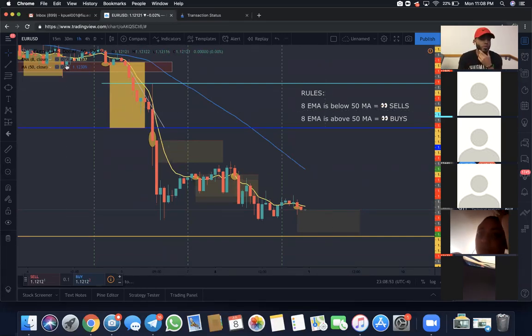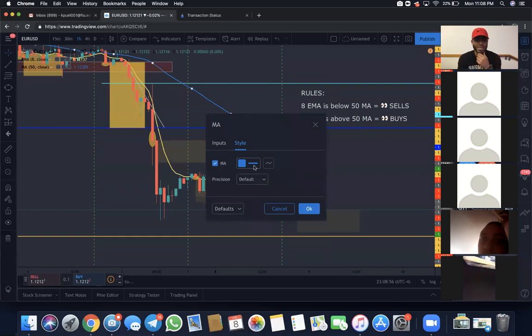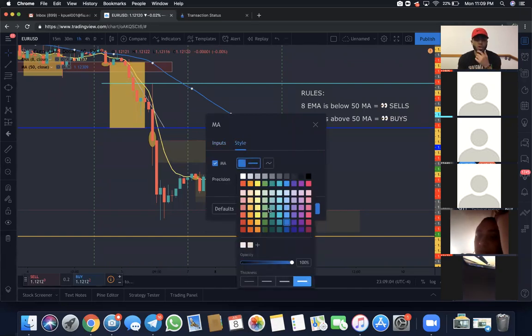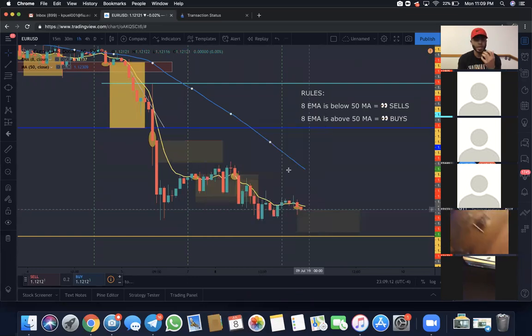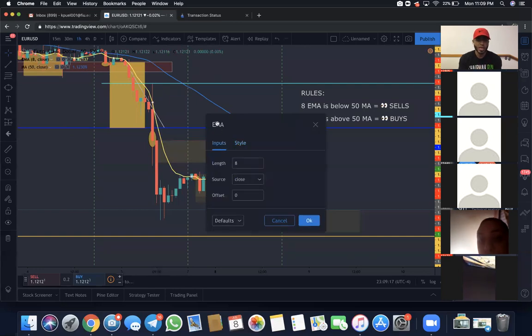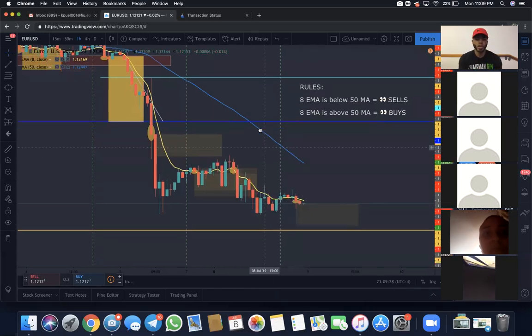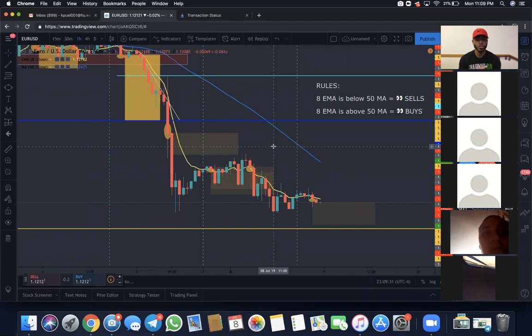Make each one very thick so you can see it. When it comes into inputs, make sure the MA is 50, source is close, with zero offset. Over here, put a solid color, like purple, something you can see very strongly. Put the thickness up and click OK. The same thing goes for the 8 moving average. Make sure it says EMA, the length is 8, the source is close, and the style is the same thing. Something very thick and bold so you can play off of these lines, because that's literally all we're doing. We're simply playing with these lines, guys.